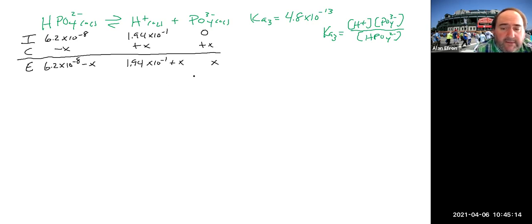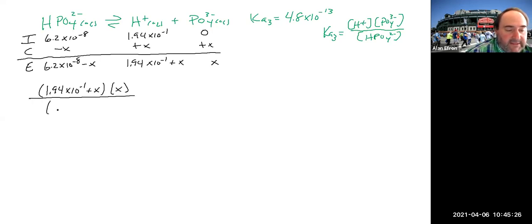This is going to go into our Ka3 expression. That gives us 1.94 times 10 to the minus 1 plus x, times x, divided by 6.2 times 10 to the minus 8 minus x, equals our Ka3 value of 4.8 times 10 to the minus 13. I've been batting 100 here with my assumption, so I should not stop now.